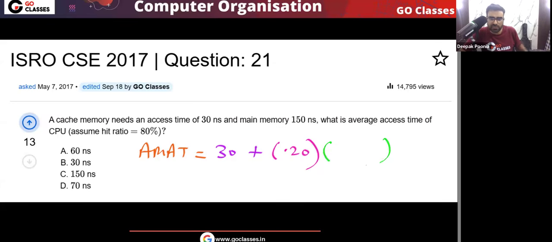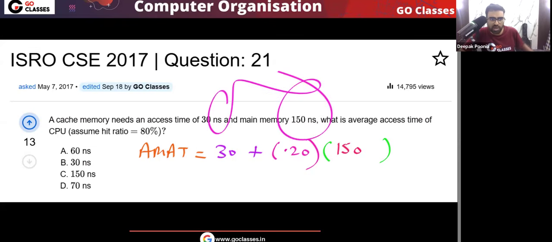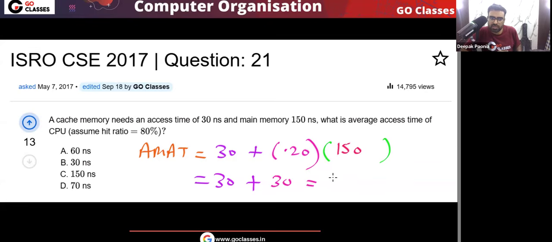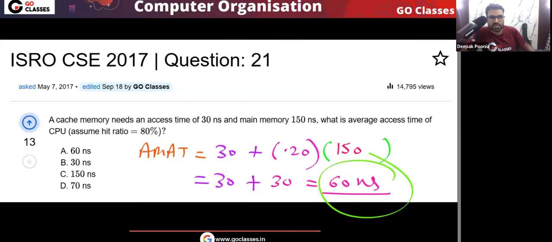Multiply with the miss penalty. What is the miss penalty? When you have a single level of cache memory, the miss penalty is the same as main memory access time, so that will be 150 nanosecond. All the data given to you is in nanosecond, so you don't have to worry about the unit. The options are also in nanosecond. So that will be 30 plus 30, so the answer will be 60 nanosecond for this question. The answer will be option A.